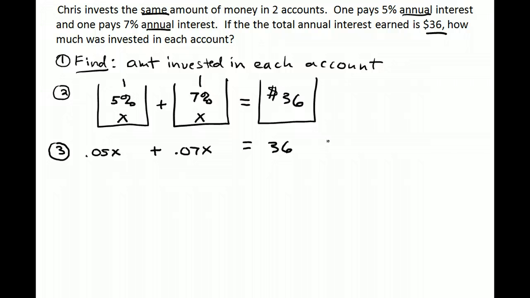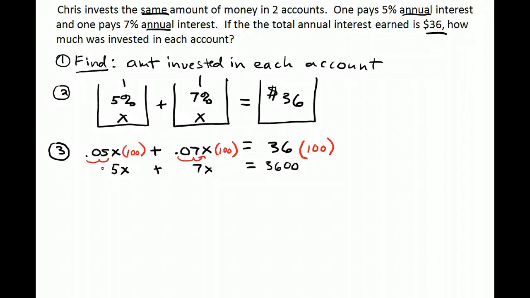Alright, before I do any more on this problem, I'm going to multiply all the way through by 100 so that I can move the decimal points over. You can see what I've written in red there. I multiplied through both sides of the equation by 100. When you multiply by 100, you move the decimal point over 2 places, which gives me a 5, gives me a 7, and here I need to put 2 more zeros on the end to get my 3600. So now my equation is 5x plus 7x equals 3600, which is pretty easy to solve.